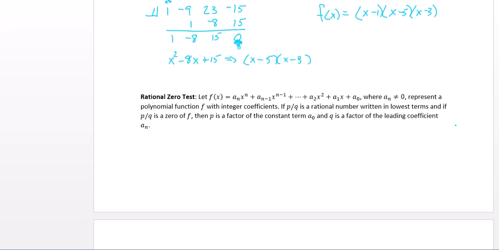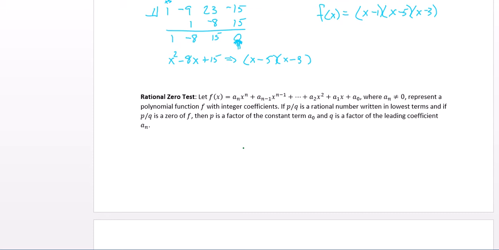All right. The rational zeros test. This one's pretty cool. The fact that this works is really, really incredible to me. Let f of x be a polynomial, right? A sub n, x to the n, and so on, where a sub n is not 0. So our leading coefficient cannot be 0. And this is just a polynomial function f with integer coefficients, so positive and negative counting numbers along with 0.